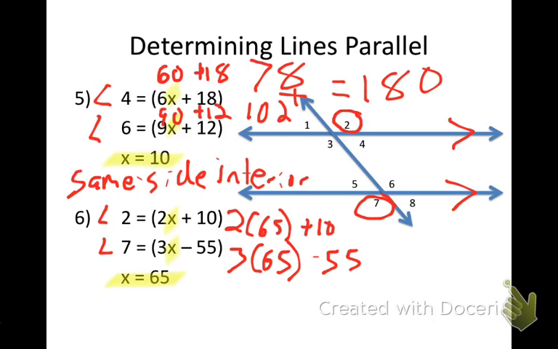Okay, what is angle 2 going to equal? Did you get it, Caitlin? What's angle 2 equal? 140. That equals 140. What does angle 7 equal? Jersey? What's angle 7 equal? 3 times 65 minus 55.